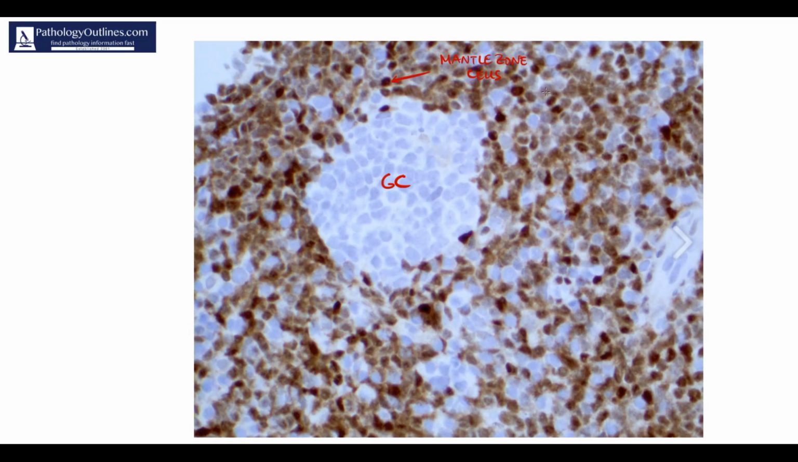This staining pattern is diagnostic. Cyclin D1 is not expressed in normal lymphoid tissue. Finding strong nuclear cyclin D1 positivity in a lymphoma is essentially pathognomonic for mantle cell lymphoma.